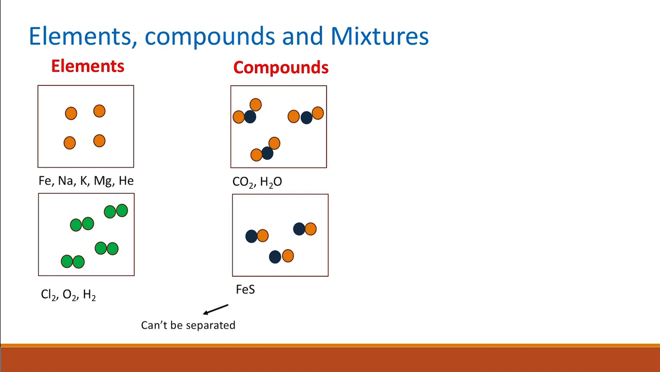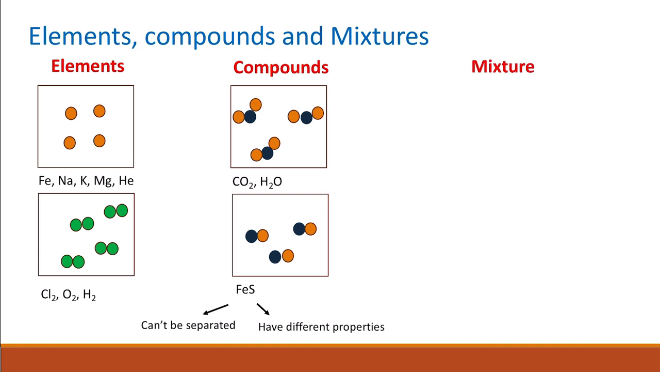The different atoms within a compound cannot be separated using physical processes because they are chemically combined, and the properties of the compound are different from the properties of the different elements that formed that compound. For example, iron sulfide is non-magnetic, whilst iron is magnetic.